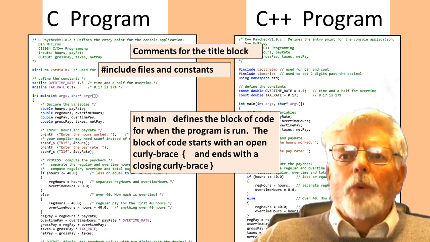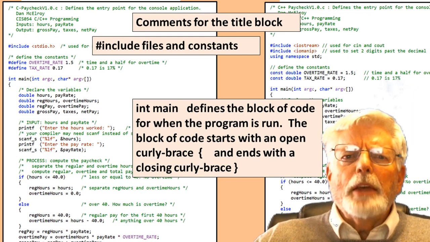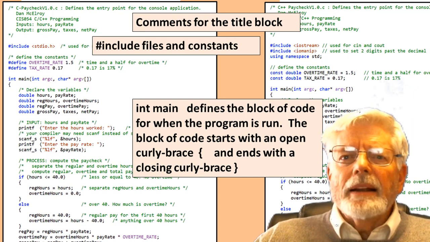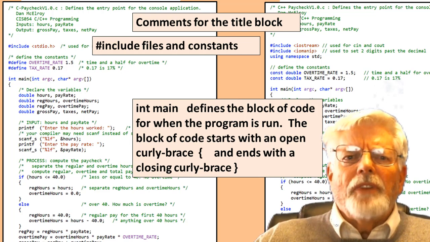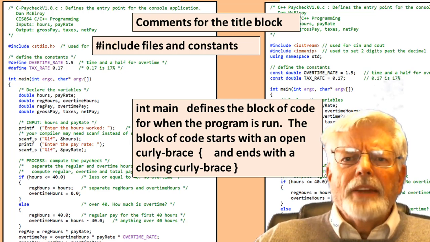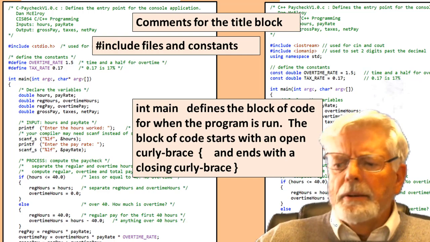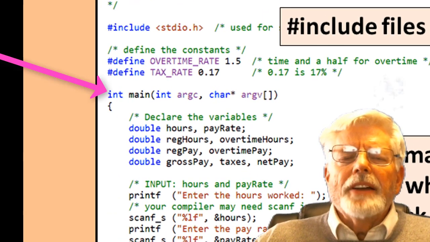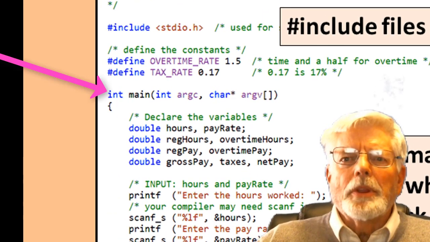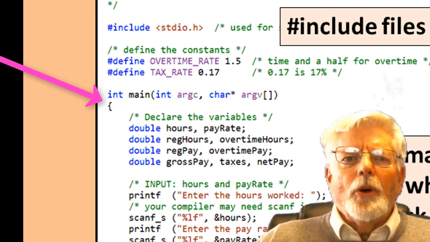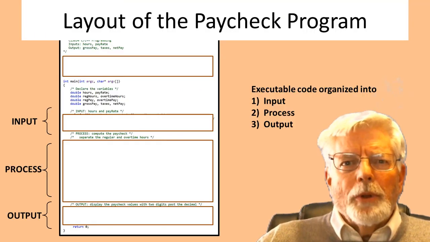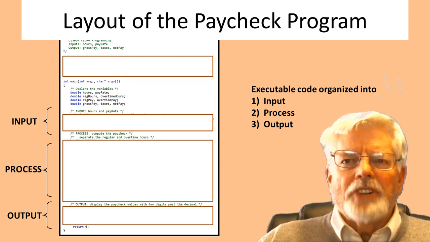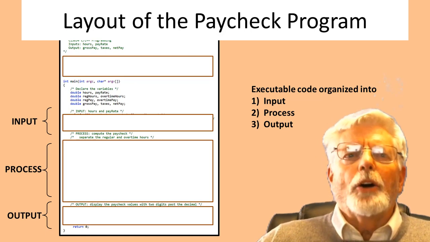Use comments for the title block that has the name of the program, your name and class, and a list of inputs and outputs. The include files and constants are placed before the line that contains int main. Int main defines a block of code that is executed when the program is run. The block of code starts with an open curly brace and ends with a closing curly brace. The executable code for the program is organized into three sections: input, process, and output.